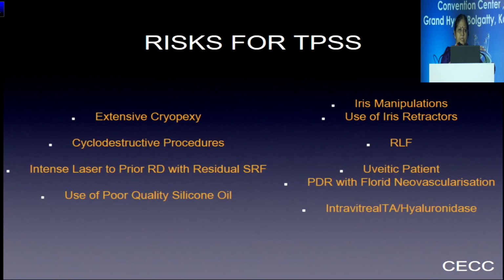The risk factors for TPSS could be similar to TASS. It could be procedure related or process related. There are extensive cryo or cyclodestructive procedures. When we used poor quality silicone oil earlier, when good quality silicone oils were not available, we used to see a lot of TASS.